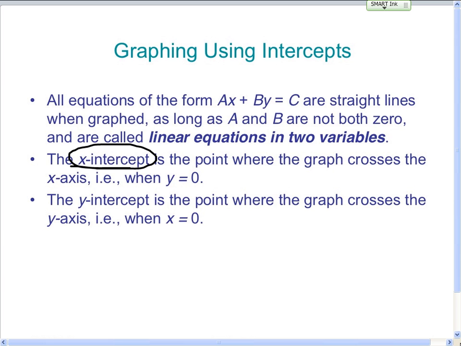The x-intercept is the point where the graph crosses the x-axis. What you need to know is, to find the x-intercept, y is going to be 0. To find the y-intercept, x is going to be 0.